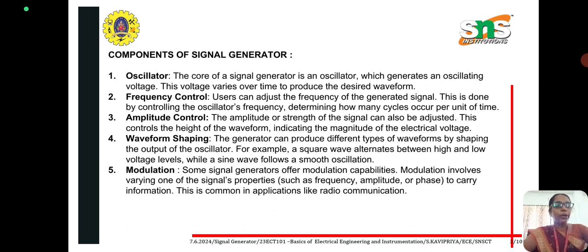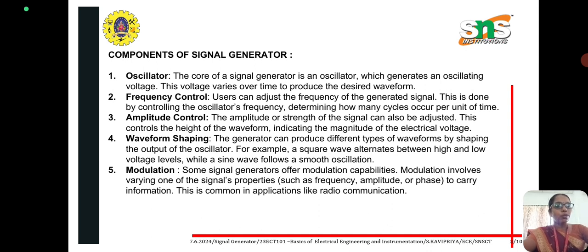Third one is the amplitude control. The amplitude or strength of a signal or voltage can be adjusted with the help of this amplitude control. So this controls the height of the waveform. It indicates the magnitude of the electrical voltage.